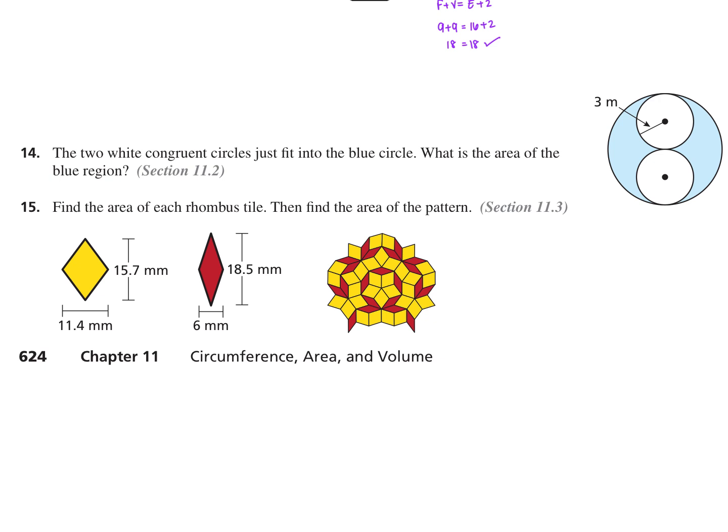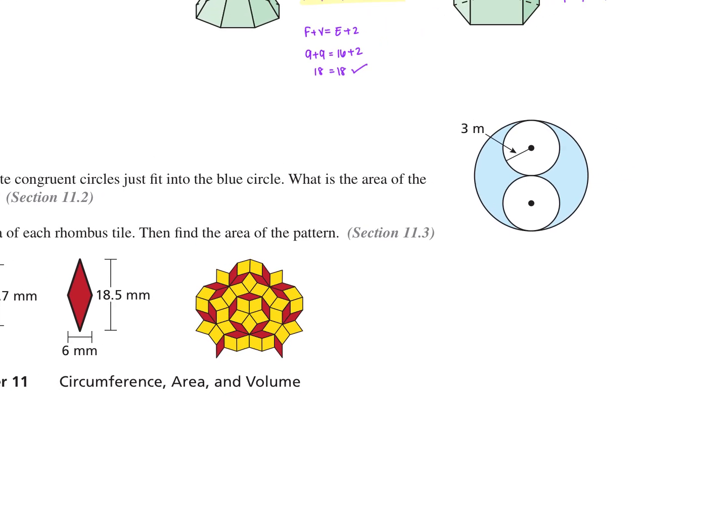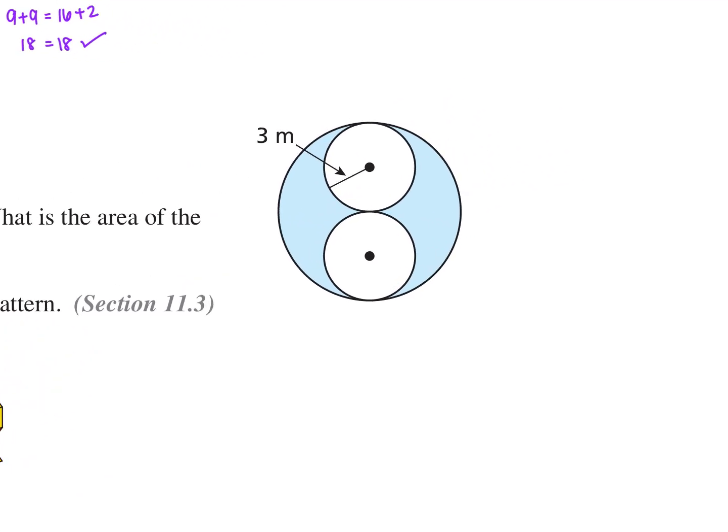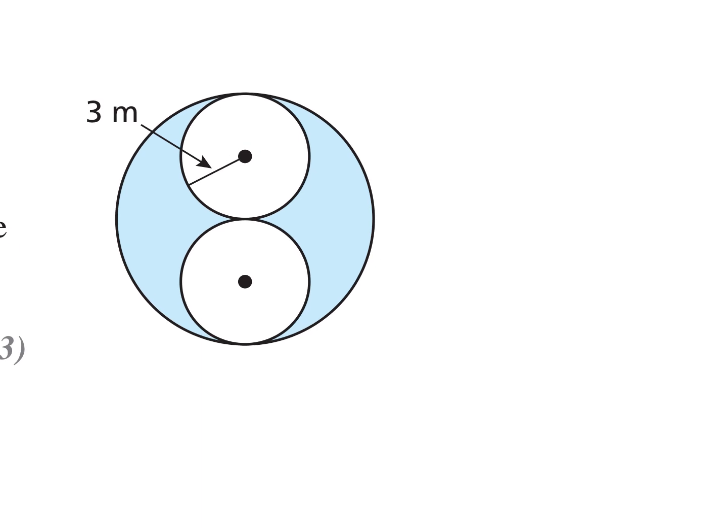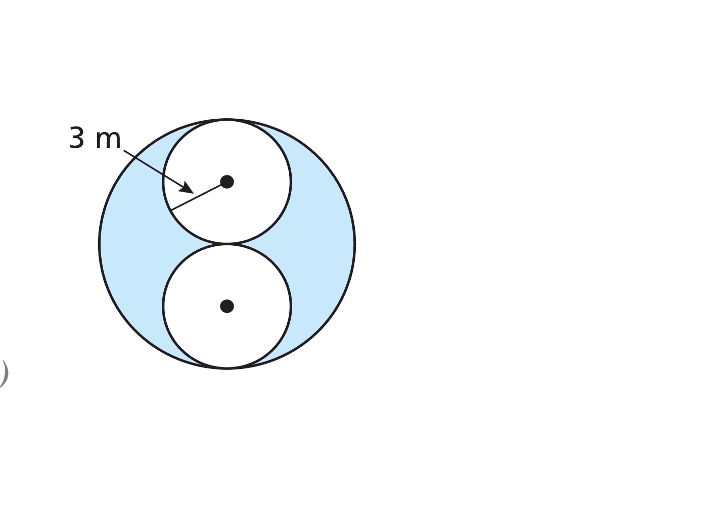It says the 2 white congruent circles just fit into the blue circle. What is the area of the blue region? So, formula for area. So we know it. I'm going to write it down. They want me to find the area of the blue region only. Area equals pi r squared. So knowing that, how do I find the area of the blue?